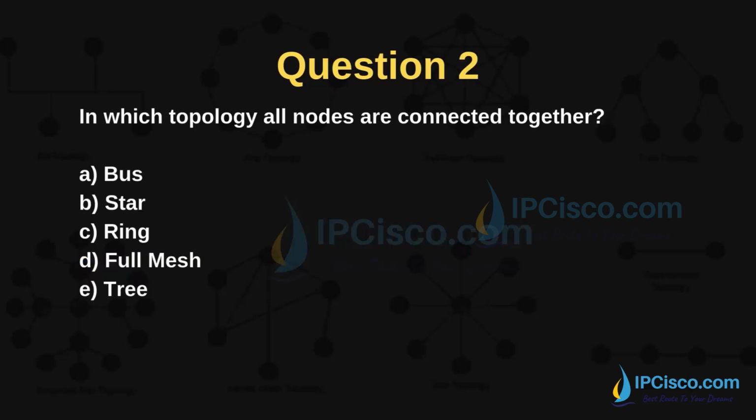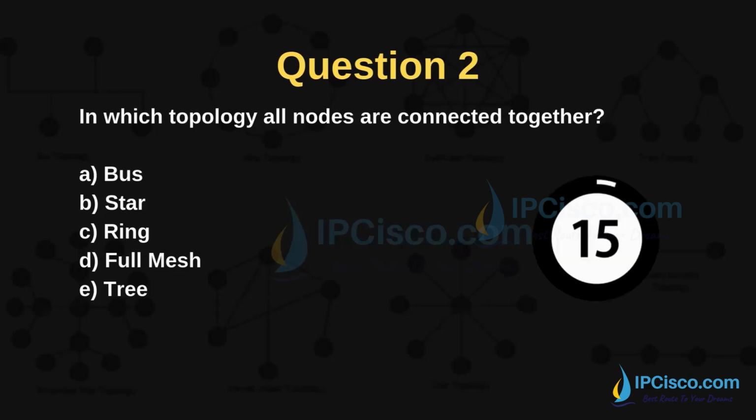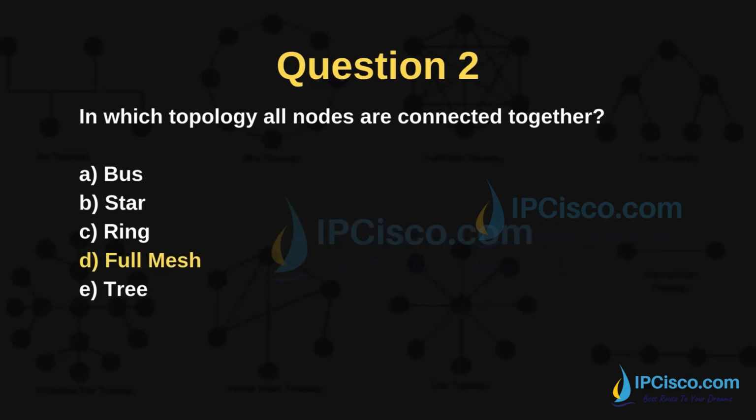Question 2. In which topology are all nodes connected together? Bus, star, ring, full mesh, tree. It is full mesh.